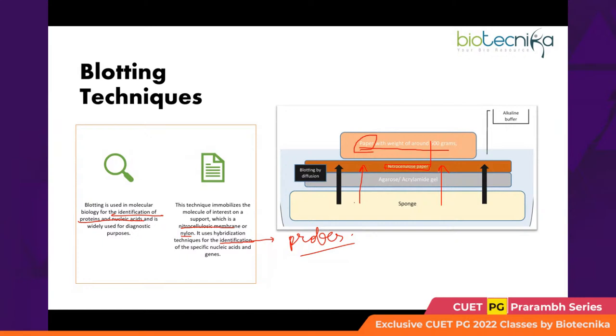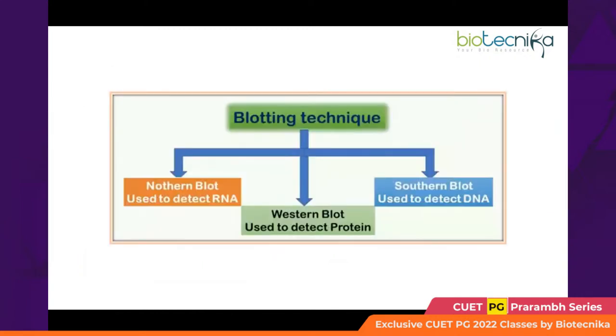Okay, so DNA or protein will be transferred from the gel to the membrane. It will stop there, and it will be present in exactly the same pattern as it is present in the gel. So that is what blotting is overall. Now, there are different blotting techniques.